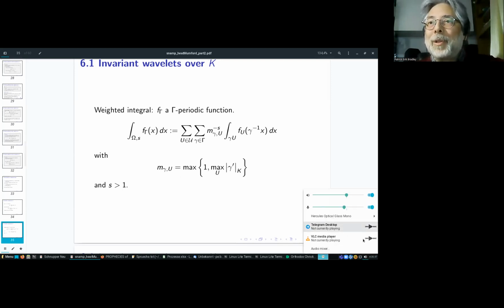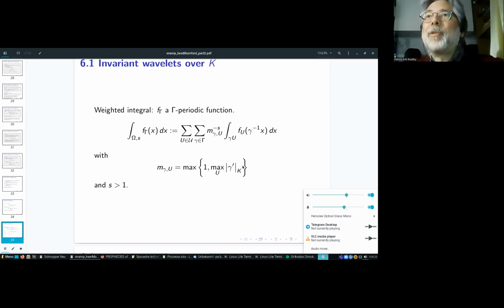So for this reason, we have to introduce weights. We will use a weighted integral. If you have a gamma periodic function, then the integral symbol will have omega and s, a complex number, or a positive real number greater than 1, and you integrate over each moving-around transformation of each patch. The weight will be M of gamma u to the power of minus s, where M is just the maximum of 1 and the absolute value of the derivative of the transformation gamma on the patch u. And this makes integrals converge.